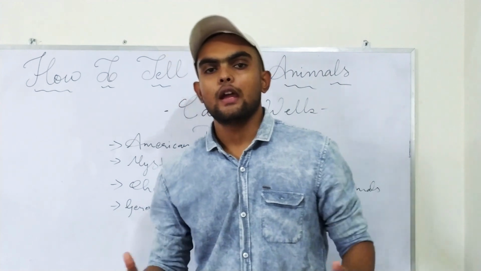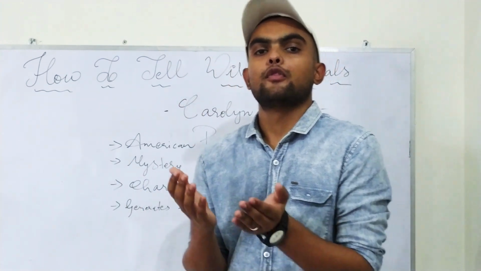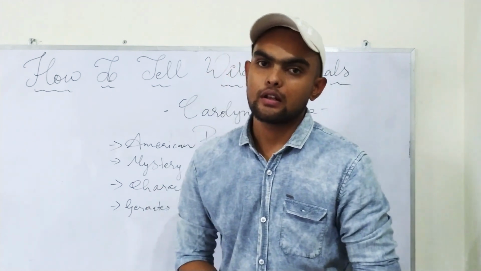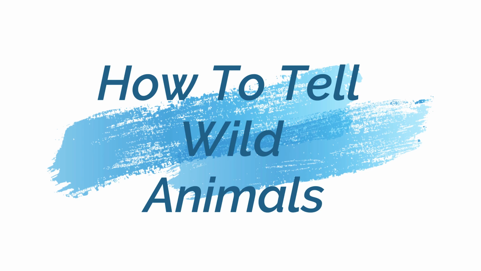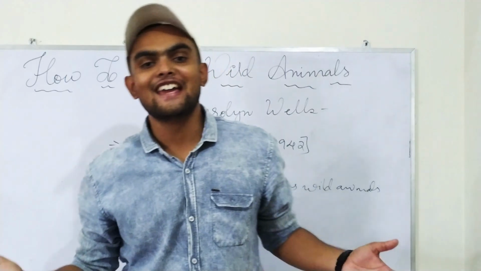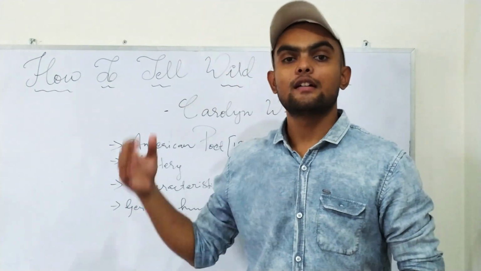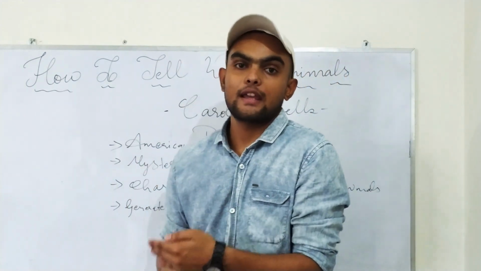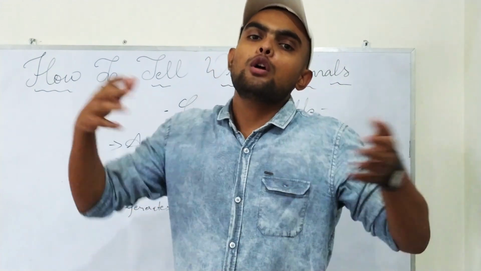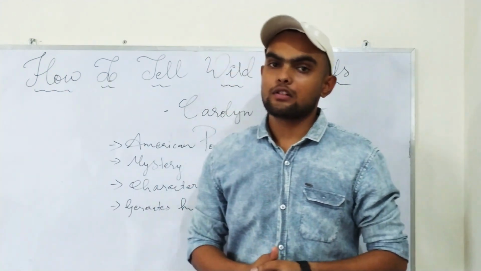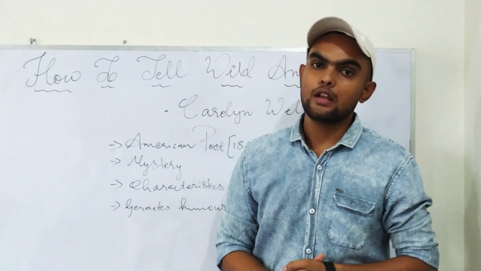So, today we are going to see a new chapter for you 10th standard students. The name of the chapter is How to Tell Wild Animals. Again and again we are dealing with animals. Here, this is again a poem. In this poem we are going to see more about the wild animals. So various types of wild animals we are going to see.